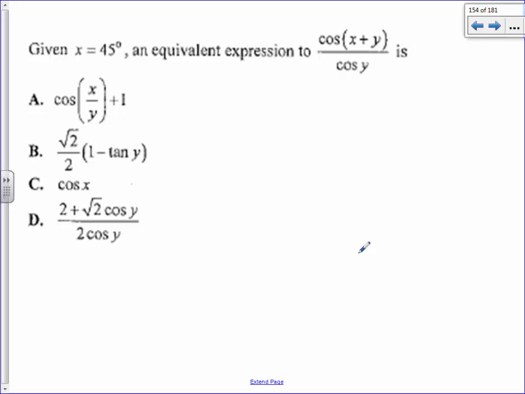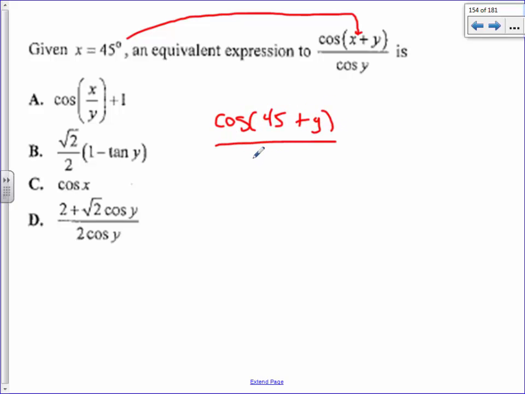All right, well, knowing that x is 45, the first thing I can do is plug 45 into this equation right here. So I've got the cosine of 45 plus y over cosine y. Any thoughts? I can't just cancel those cosines, right? We do that as cos A plus B equals cos A cos B minus sine. I think that's what we should do, yeah. Let's use that rule. I don't have it memorized. What's the cosine A plus B rule?